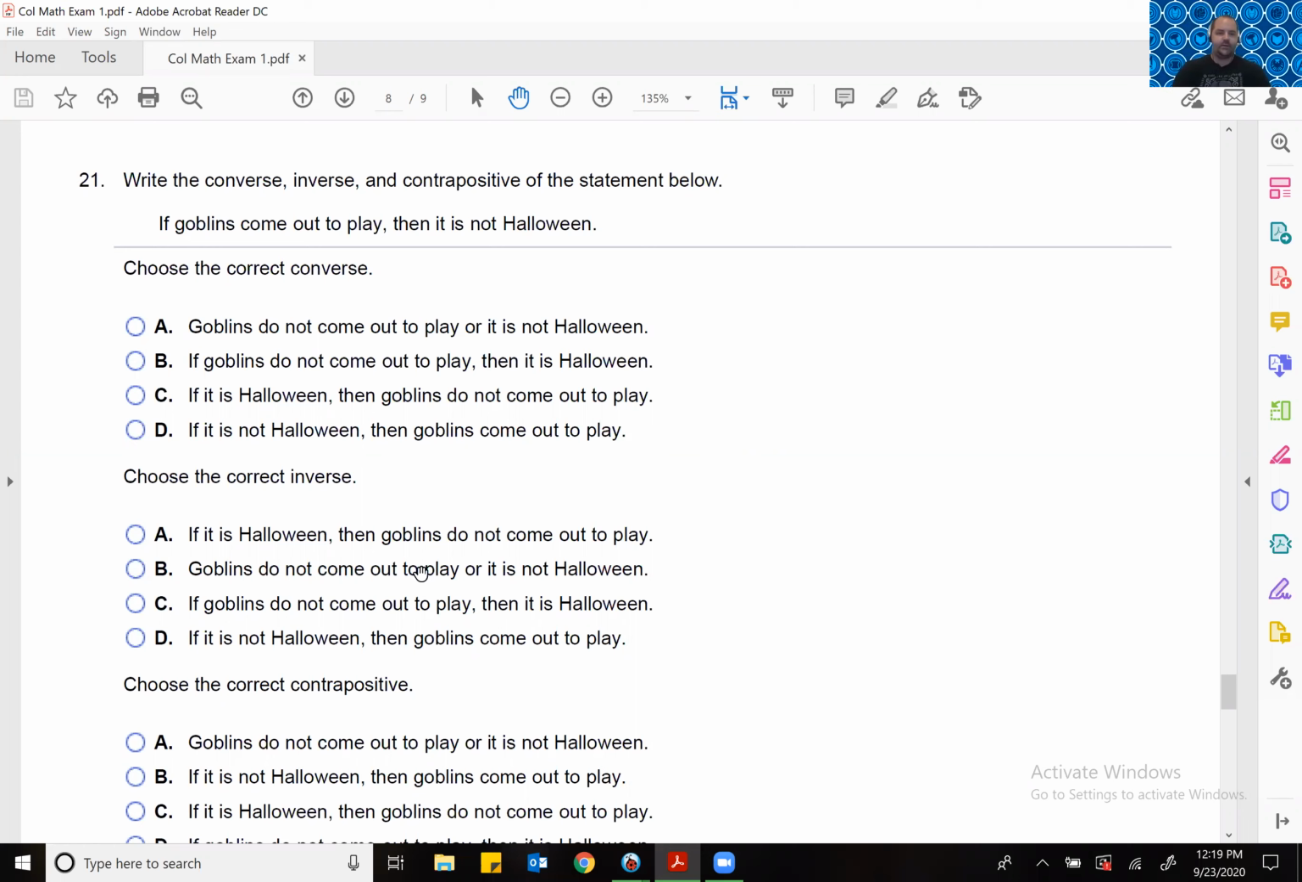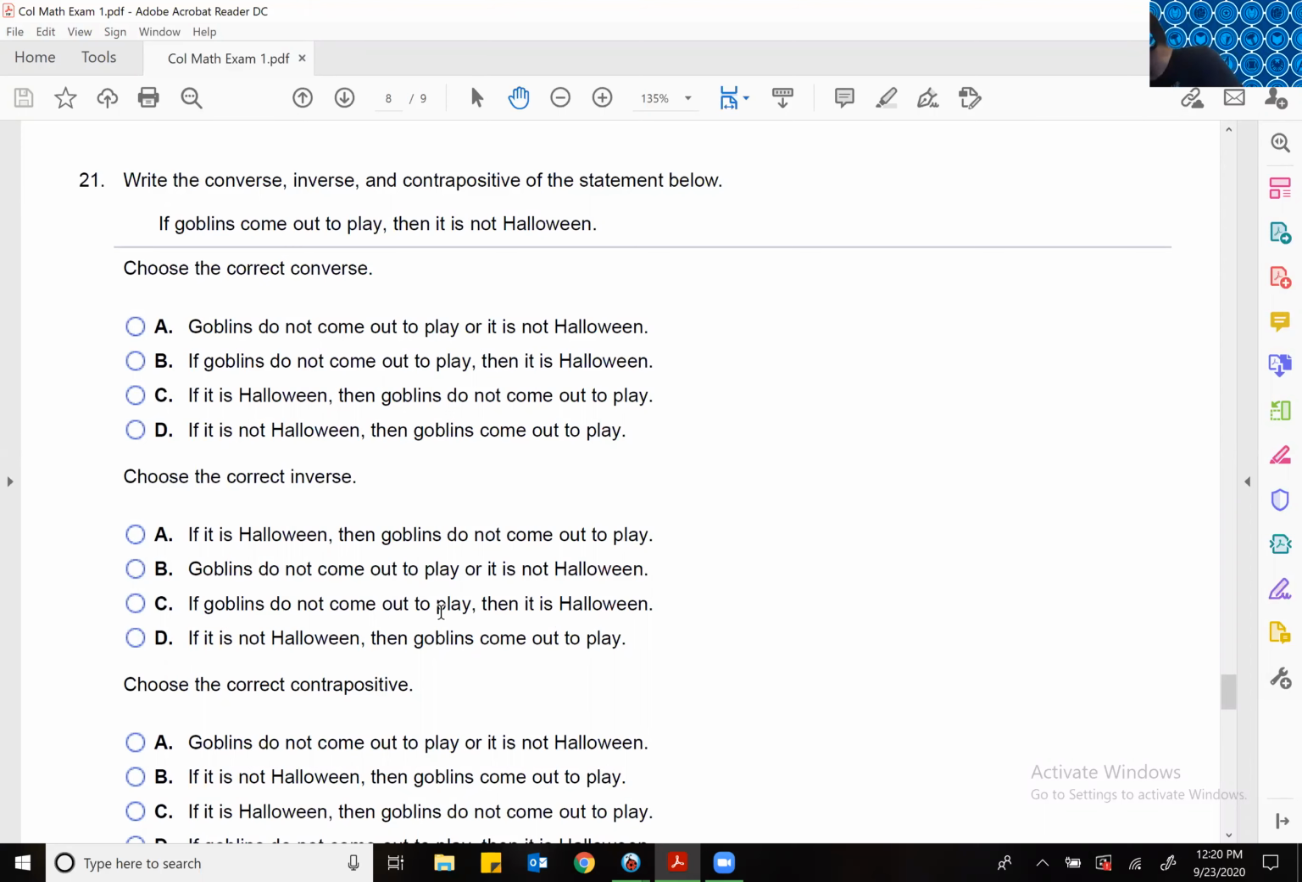Then in the next one, the inverse would be, if it is not, oh, sorry. If goblins do not come out to play, then it is Halloween. No, I think it is. Yeah, C. Sorry, that's right. I'm mixing my statements up. If goblins do not come out to play, then it is Halloween. So it is C.